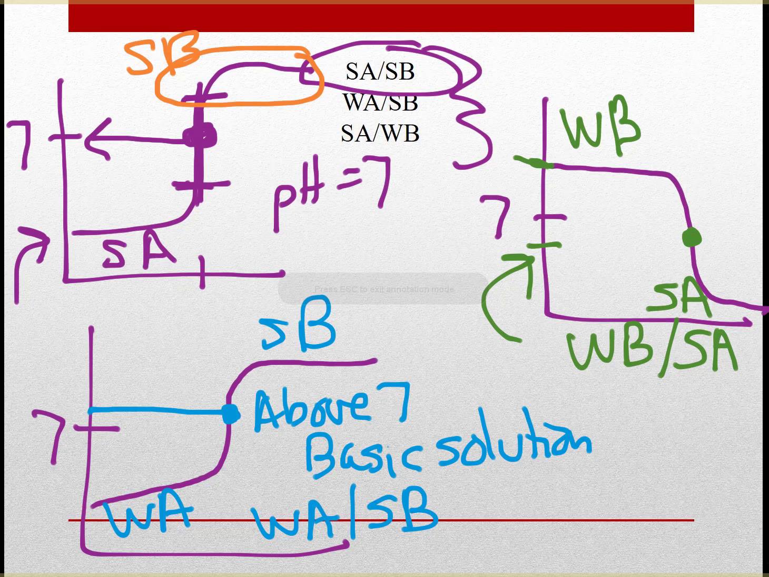So this is how you do the graph. Find the equivalence point, figure out if you have a pH of 7. If you do, then you know that you have the strong acid, strong base combination. If you have a weak acid, strong base, your pH is going to be high because it's going to be basic. And if you have a strong acid, weak base, you know your pH is going to be low at that equivalence point.